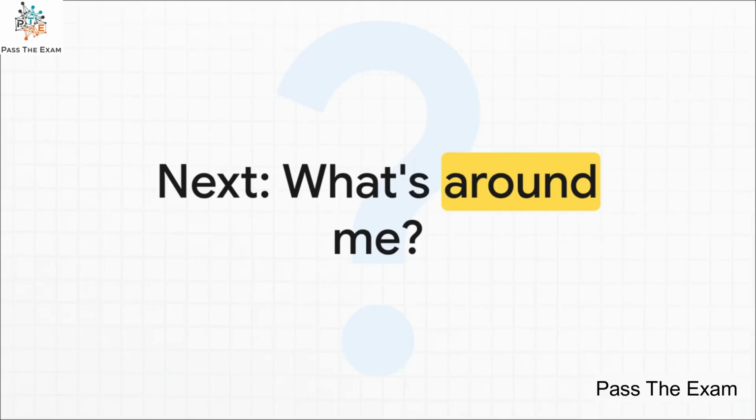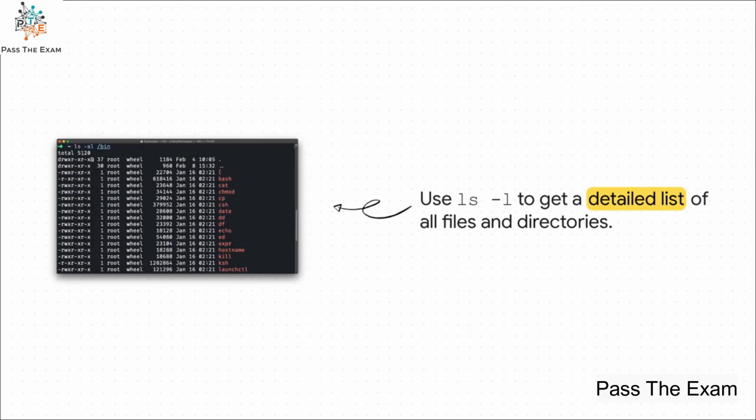All right, so you know your coordinates. What's the next logical step? Well, you look around, right? See what's in your immediate area. What files and folders are right here with you? And for that, you're going to use the ls command, which is just short for list.